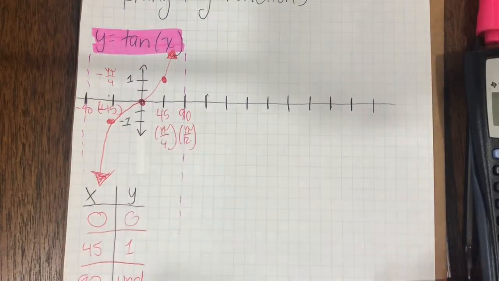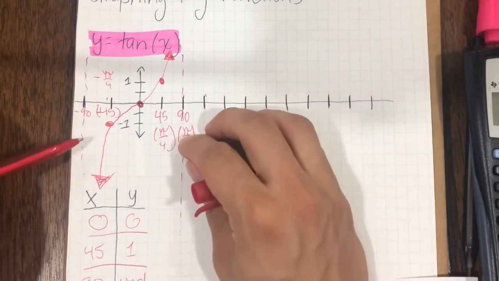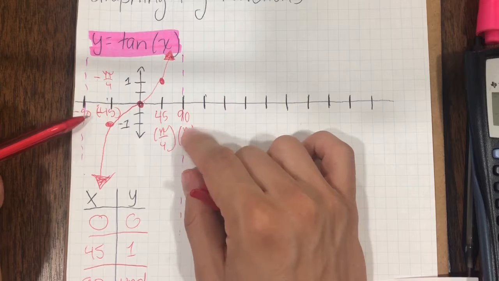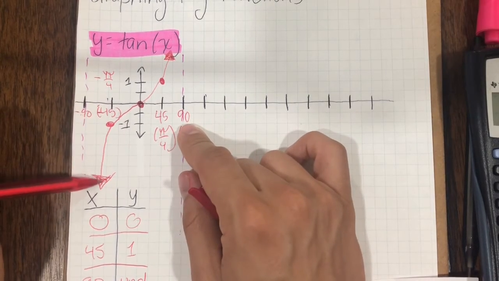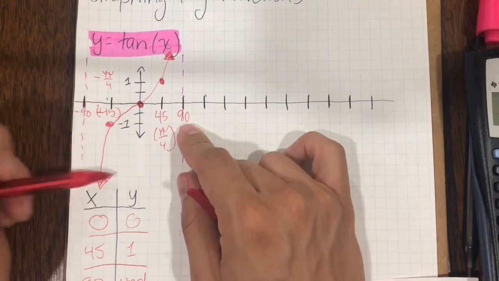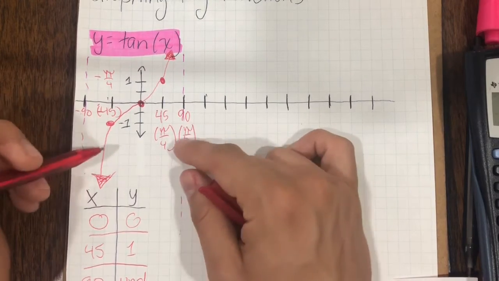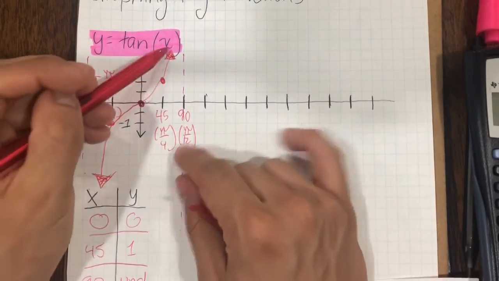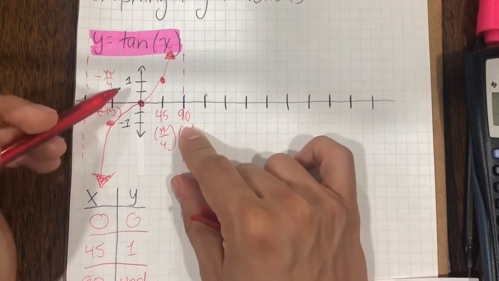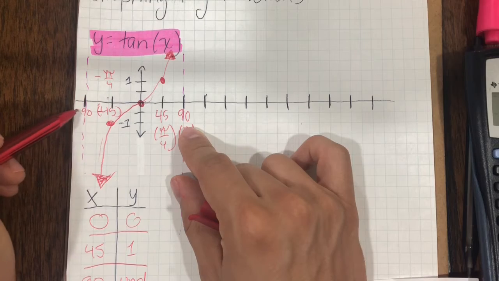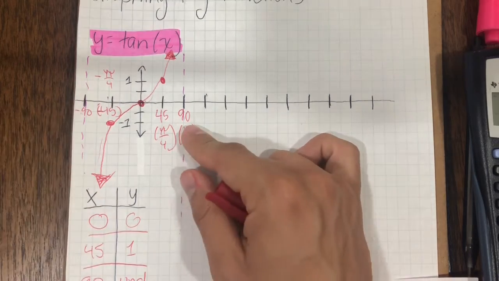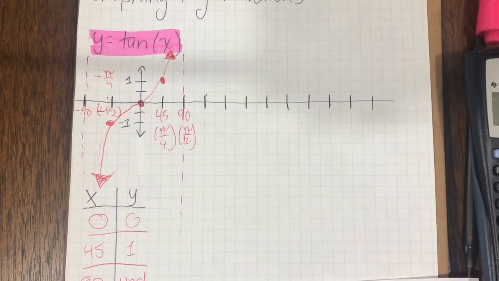So that means that in between -90 degrees to 90 degrees, we have this kind of graph going on. It continually increases before 90 degrees, and it continually decreases after -90 degrees. All right.